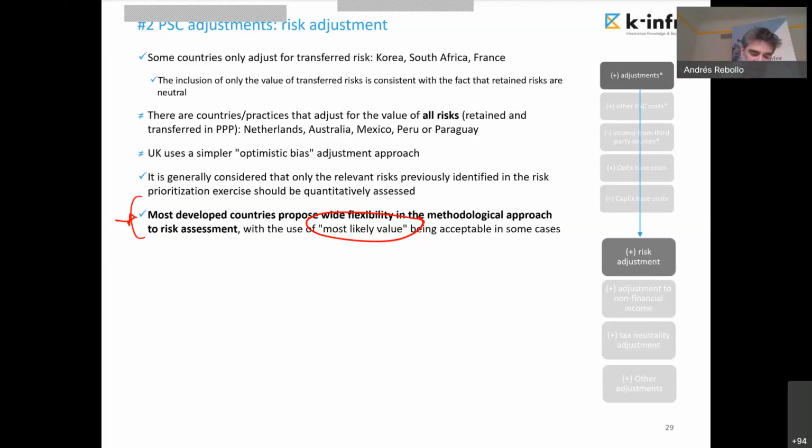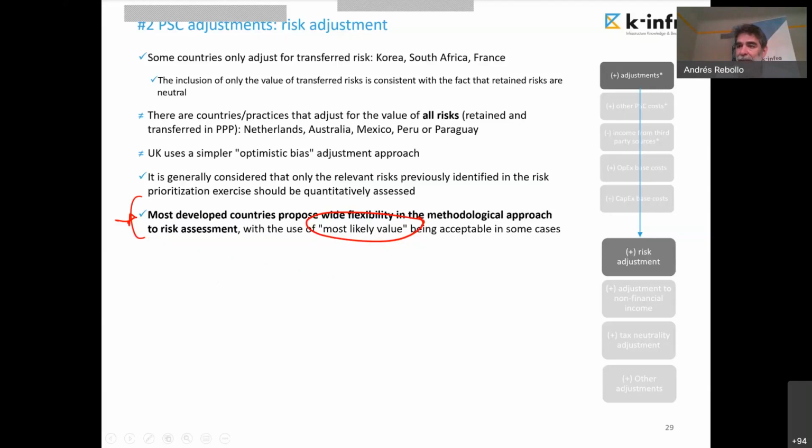Depending on the needs, if risks are very simple, not so huge, and the project is small, use a simple approach to risk evaluation. It's not value for money to spend a lot of time and money on advisors to determine which percentile applies to this risk. It is not going to make the difference. In other cases, maybe it's worth it. That is what most countries are saying.